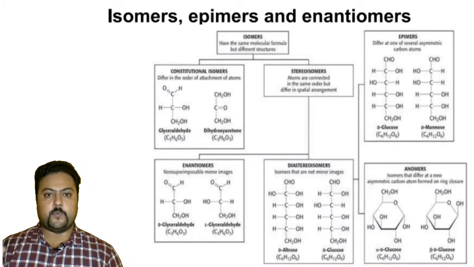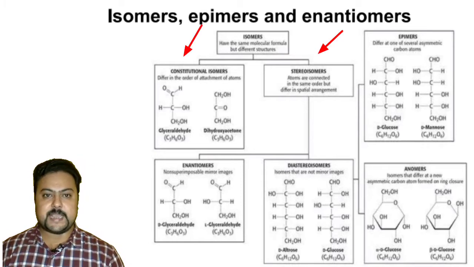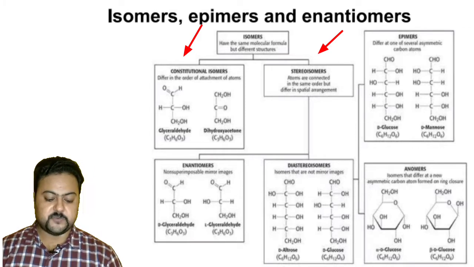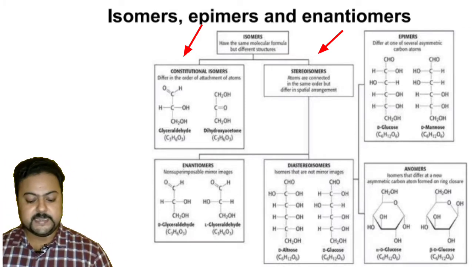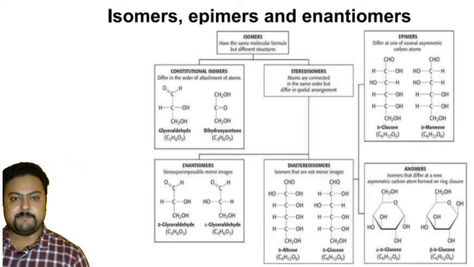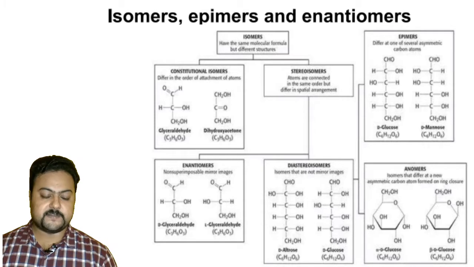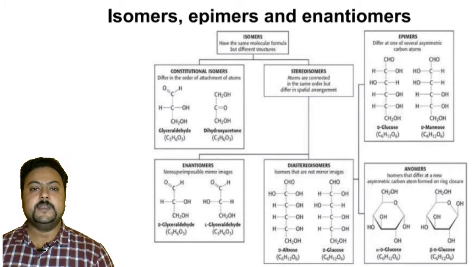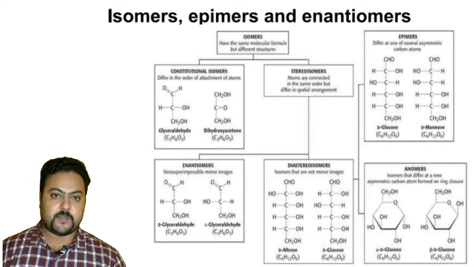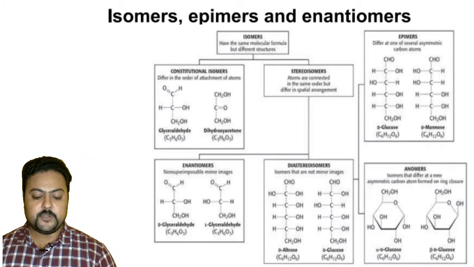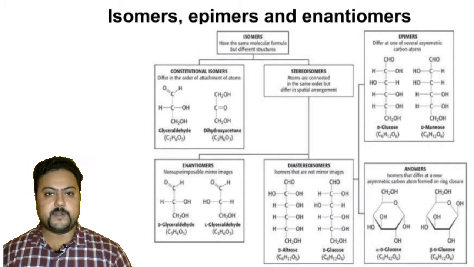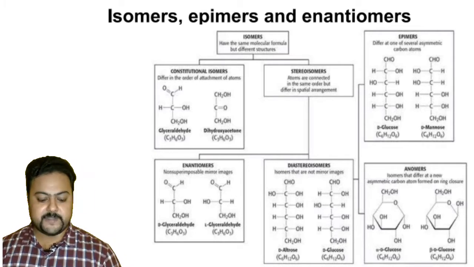So they can be widely differentiated into constitutional isomers and stereoisomers. So what are constitutional isomers? Constitutional isomers are isomers which differ in the attachment of atoms. For example, if we take 2 molecules, glyceraldehyde and dihydroxyacetone, both are 3-carbon compounds, but they differ in the position of the keto group. Stereoisomers are compounds where the atoms are connected in the same order but in different spatial arrangement.